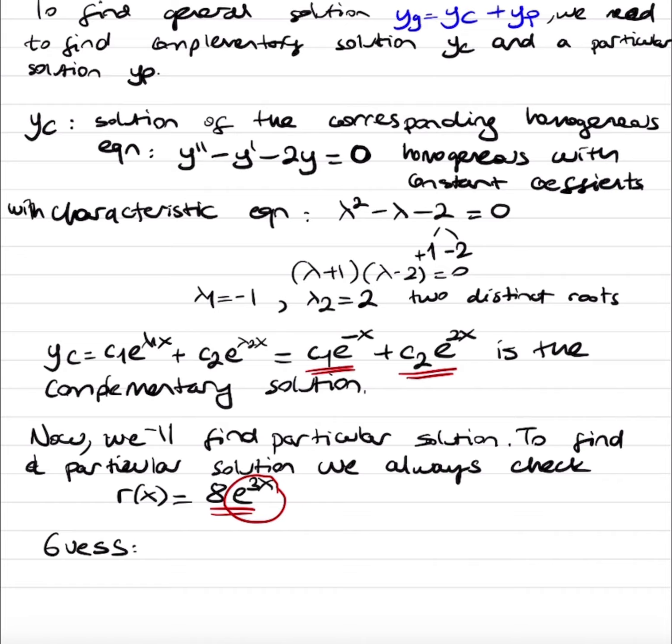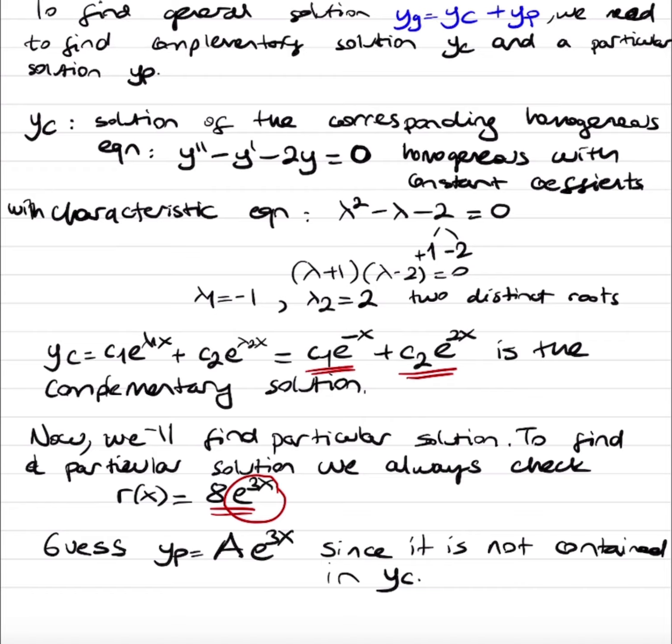So we can guess that y particular solution is of the form a times e to the power 3x, since it is not a part of the complementary solution. So since it is not contained in the complementary solutions. So we will, as I said, do lots of examples.